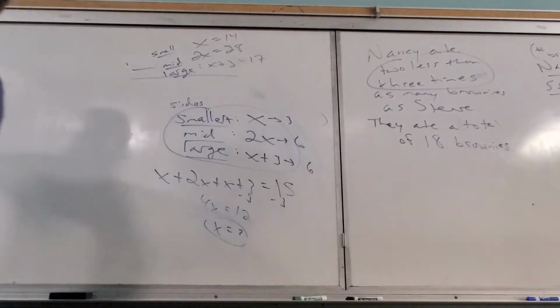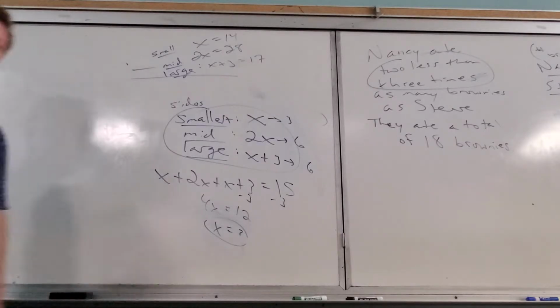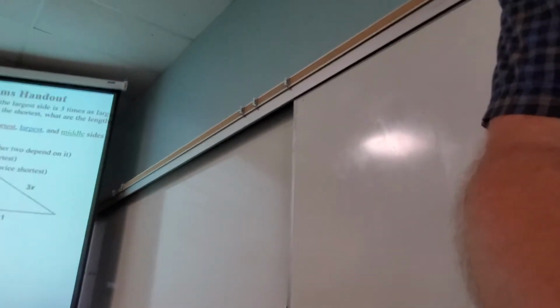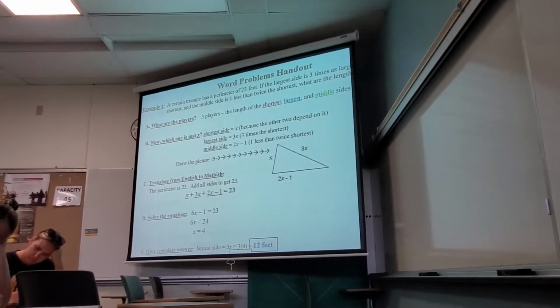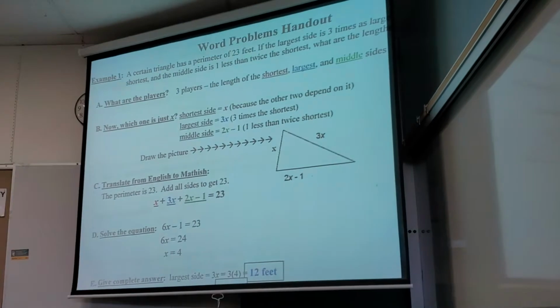And then translate from English to Mathish. So here's the picture. I've labeled it with all the stuff I figured out from the relationships. And then I've got my equation. The perimeter is supposed to be 23. Bam. So I try to show you the importance of the steps, and you've probably had teachers tell you some of these steps before, but I don't know if they necessarily made it clear why they were important and how they help you.